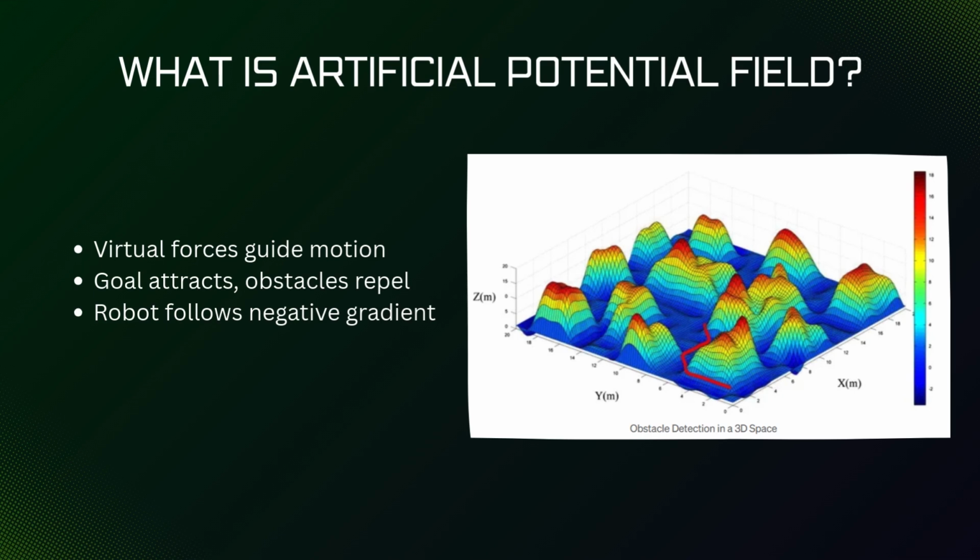The artificial potential field approach imagines the robot as a particle in a field. The goal exerts an attractive force like gravity, and obstacles create repulsive forces like electrostatic charges. The robot rolls down to the goal.